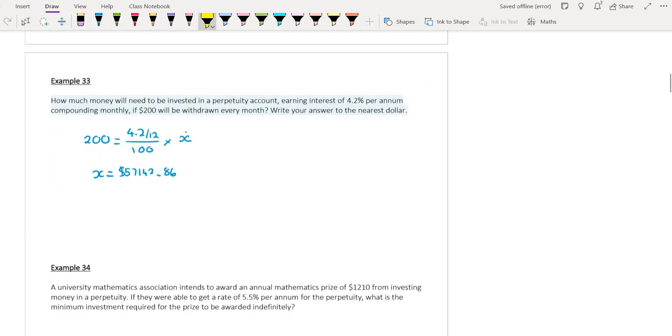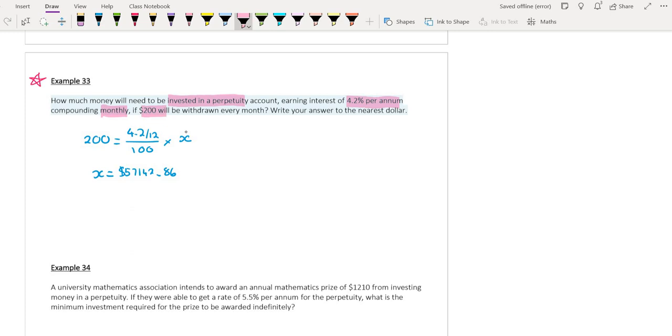Now, this next one I think a lot of you find a little bit more challenging, hence it's very likely to be on an assessment. It asks how much money you will need to invest in a perpetuity. We don't know how much money we're investing, but what we do know is it's earning interest compounding monthly, and $200 can be withdrawn every month.